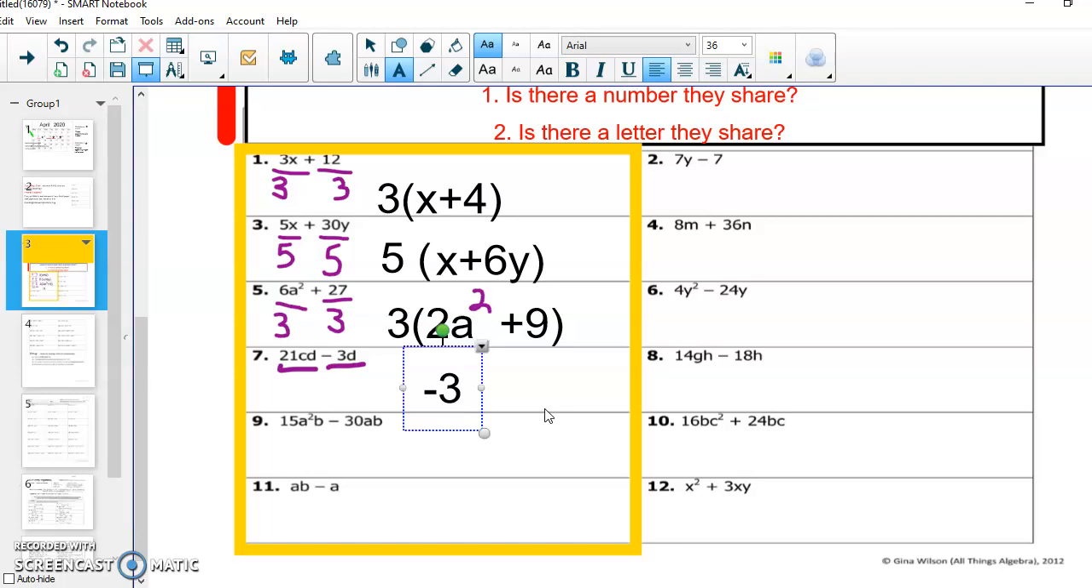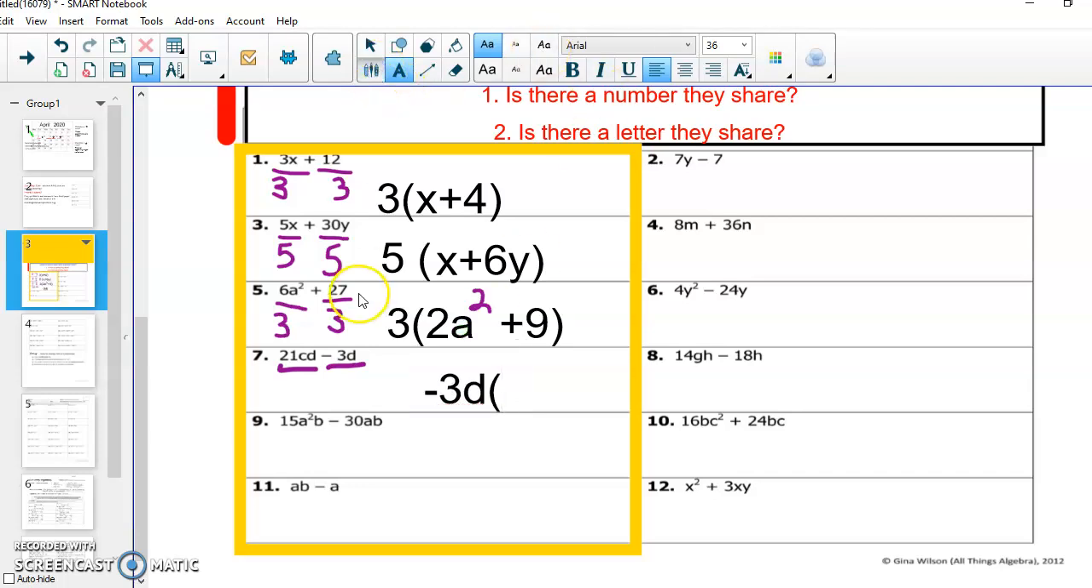Then I have to answer question number 2: is there a letter that they share? I see that there is a letter C in my first term, and there is no C in my second term, so they don't share a C. But there is a D in my first and my second term, so I can take a D out of both of my terms.